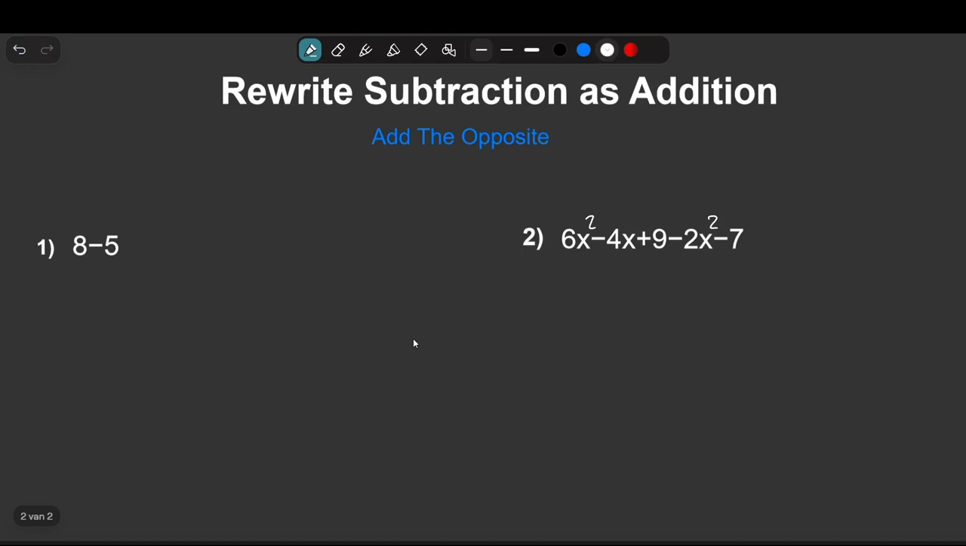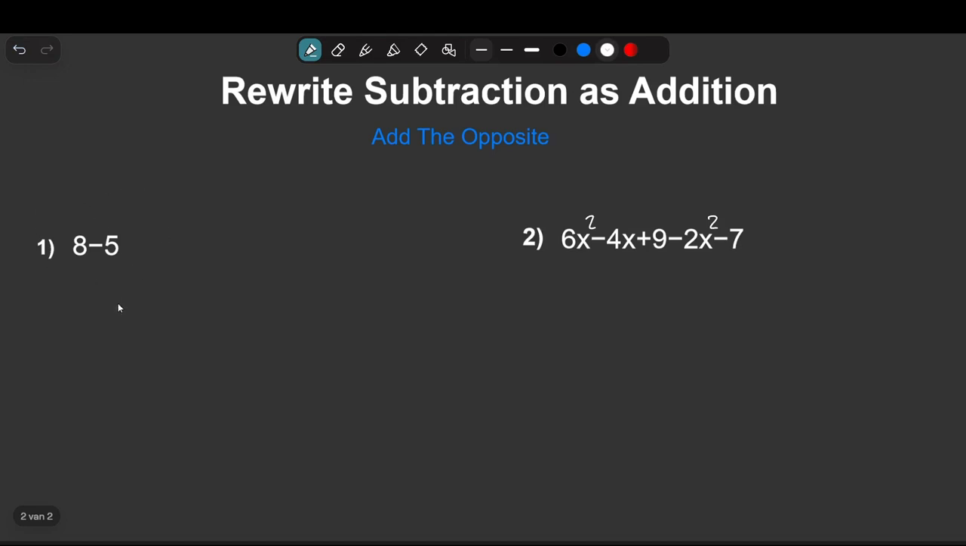So let's jump into number 1 where we have 8 minus 5. The first thing we're going to do is instead of subtracting 5, we add its opposite. The opposite of a positive 5 is going to be negative 5. I'm going to show you how I do this to get you to understand it. So we have 8 minus 5 right here.